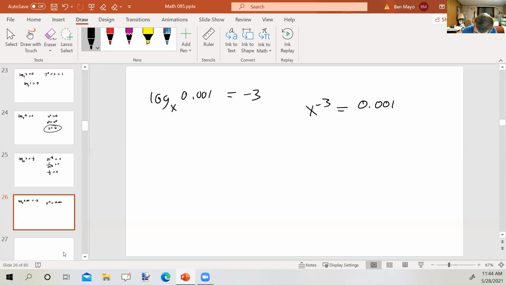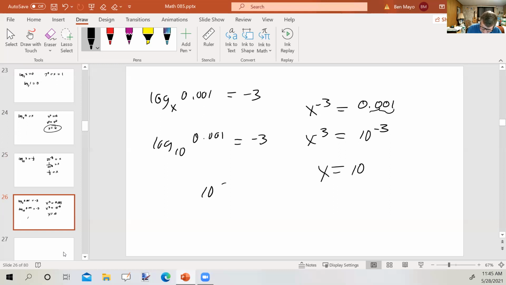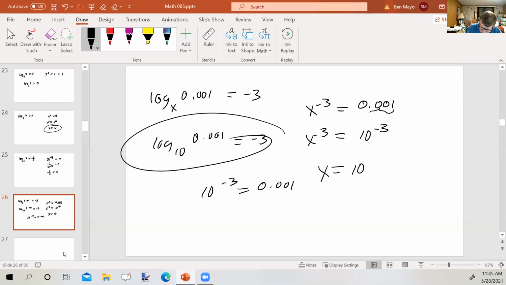So how could I get that? Well, okay. The exponent on the left side is -3. If I take 0.001, I could write it as 10 to the -3 power. Think about scientific notation. So x equals 10. Okay, so log base 10 of 0.001 equals -3 because 10 to the negative 3 power equals 0.001. And note, you could also write that as log of that because 10 is implied when it just says log.